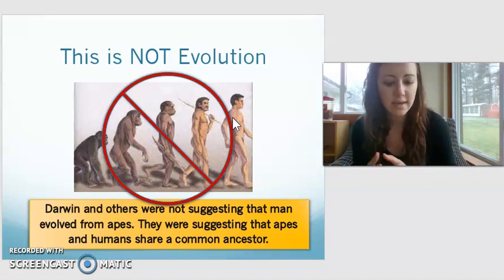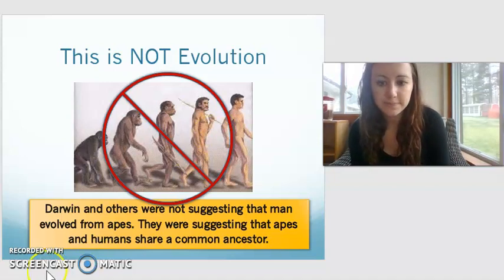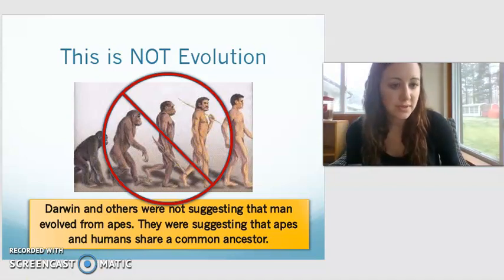So it's not saying that one happened right after the other, because that wouldn't make sense anyway. If humans came from chimps, then there wouldn't be chimps anymore because we came from them. So it doesn't make sense. What is correct to say is humans and chimps share a common ancestor.